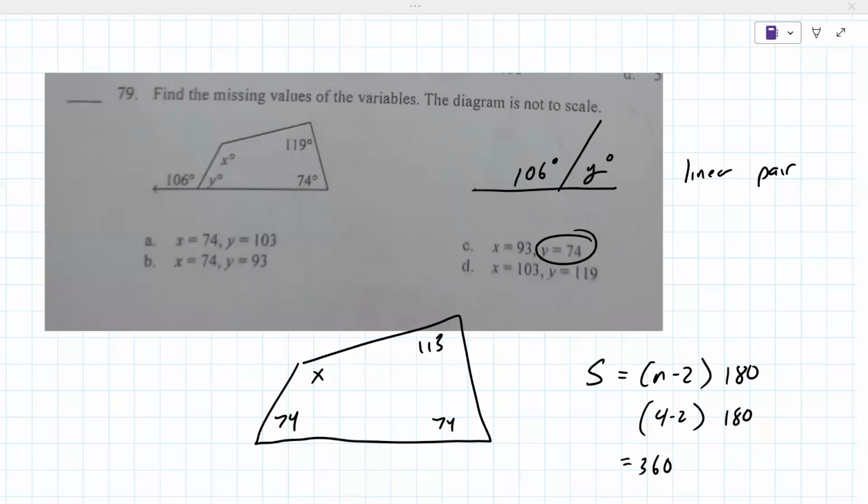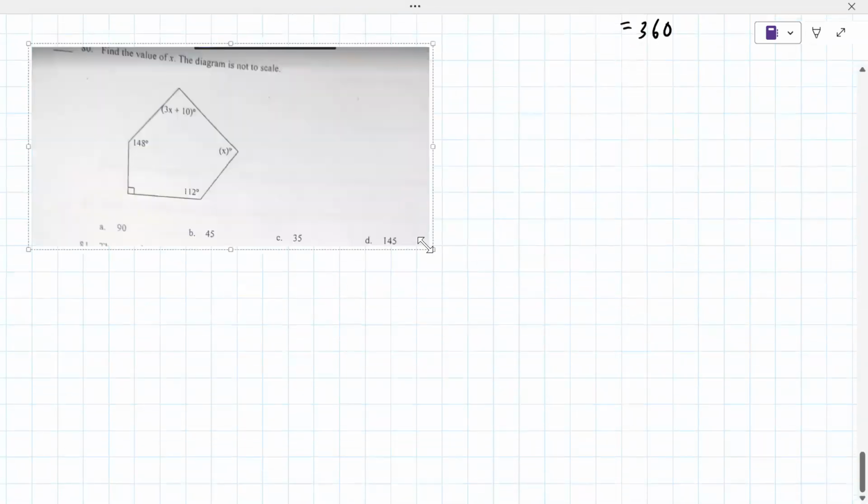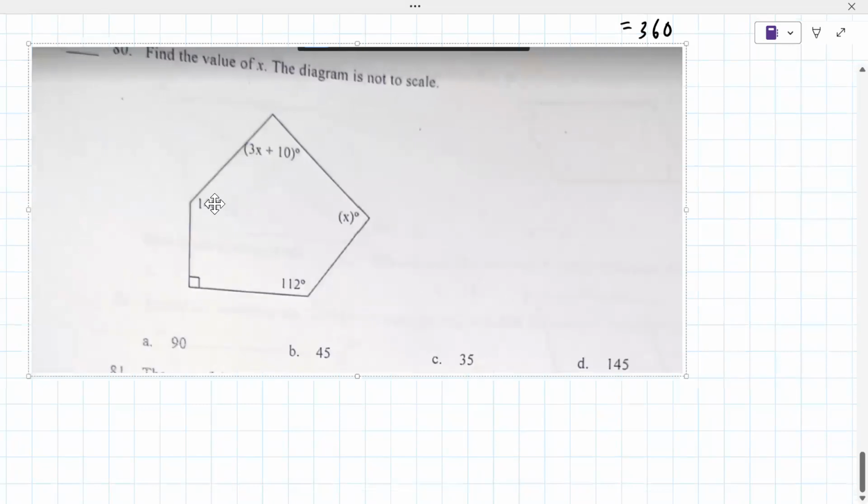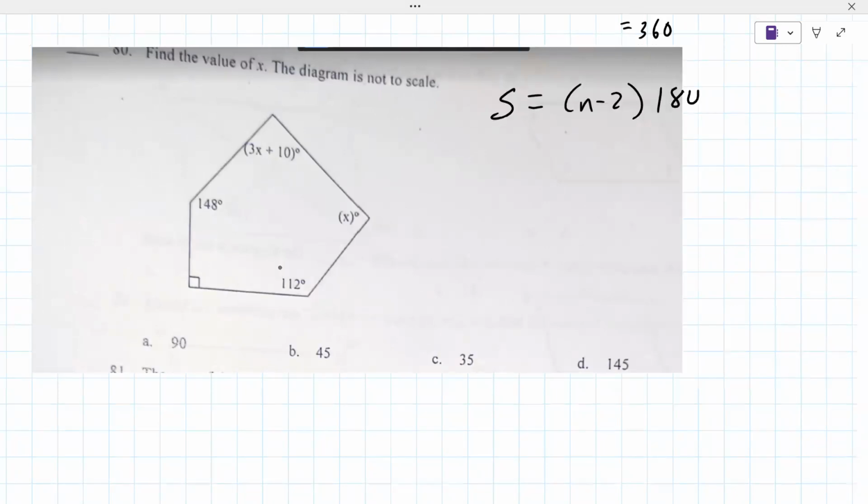All right. The next one's related to this. It says find the value of X. How many sides does this shape have? 5. So go ahead and calculate the sum of the interior angles. Okay.